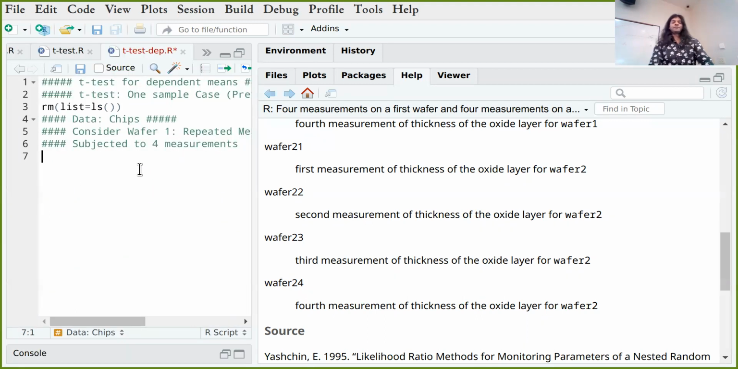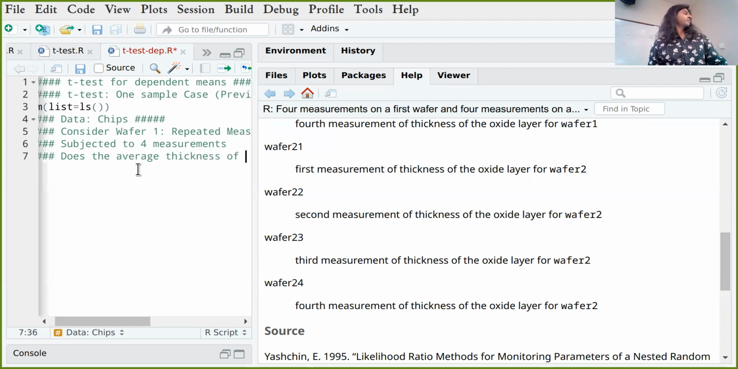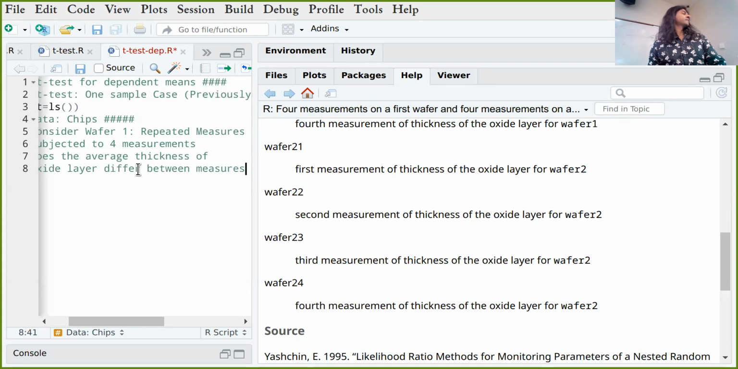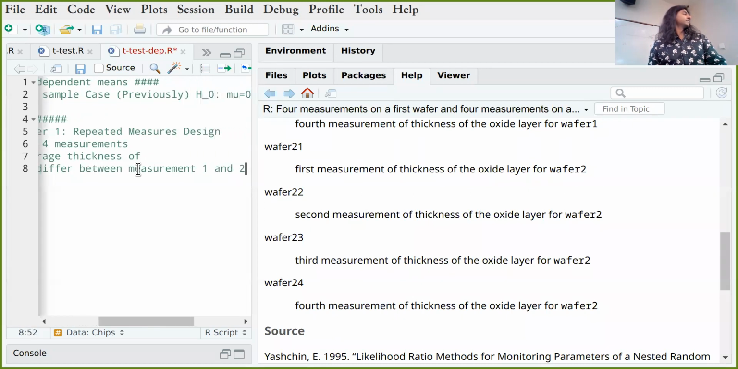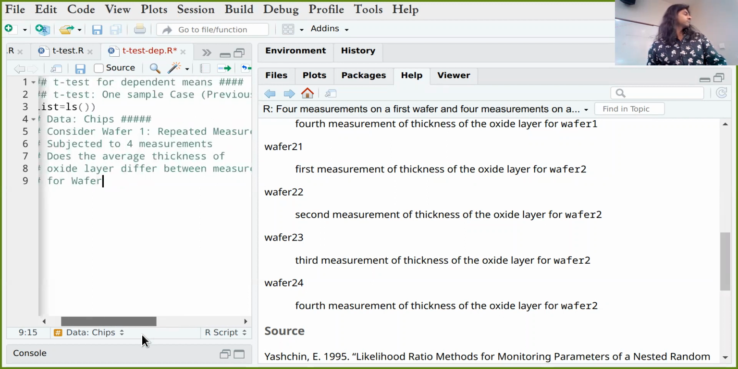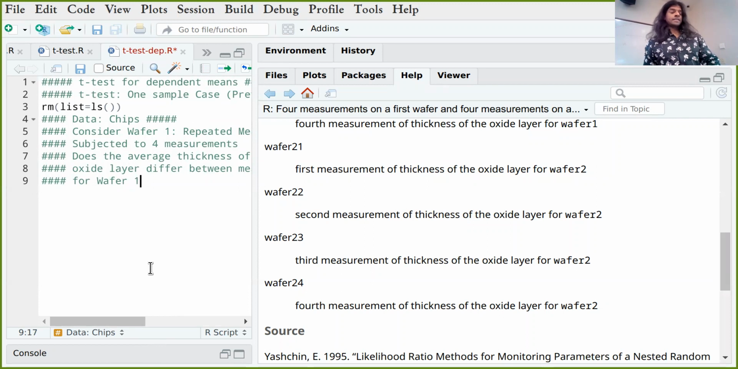What we are going to do is to test and see: does the average thickness of oxide layer differ between measurements 1 and 2 for wafer 1? Good. That is our objective.